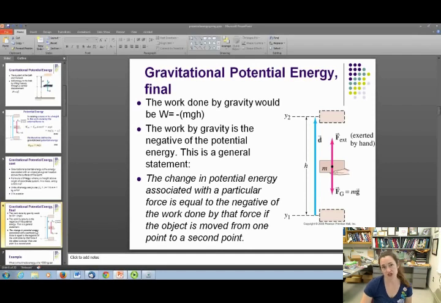And this is actually a general statement. I made this for this one specific problem, but it's a general statement for potential energies and work. And that general statement is, the change in the potential energy associated with a particular force is equal to the negative of the work done by that force if the object is moved from one point to a second point. So work and potential energy, the equations are going to look very similar between the two, and they should be related by a minus sign.